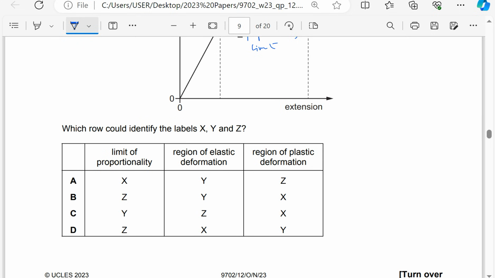X is elastic. The region of elastic deformation must be X, plastic deformation must be Y. So these ones are wrong.